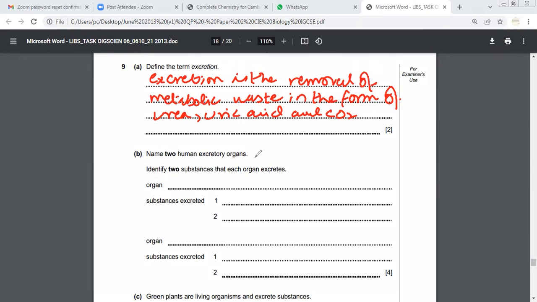Name two human excretory organs. Identify two substances that each organ excretes. Number one is the lungs. Substances excreted: carbon dioxide and water. Another one, let's choose kidney, okay. And the excretory products are urea, uric acid, mineral salts.